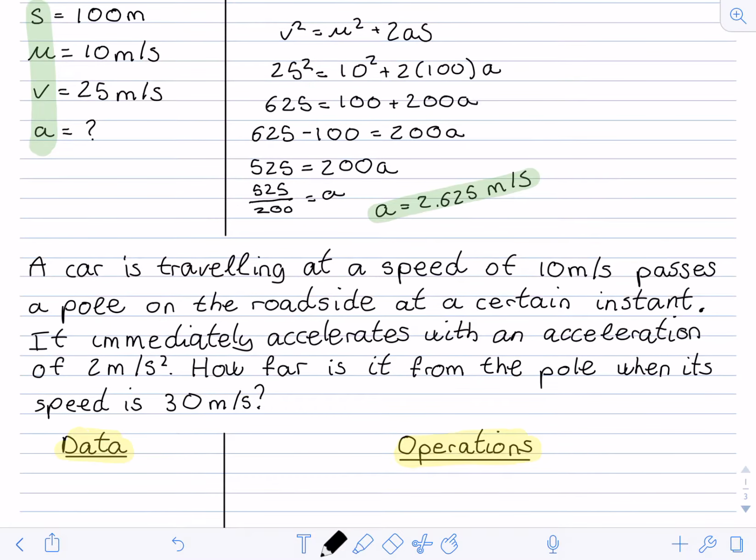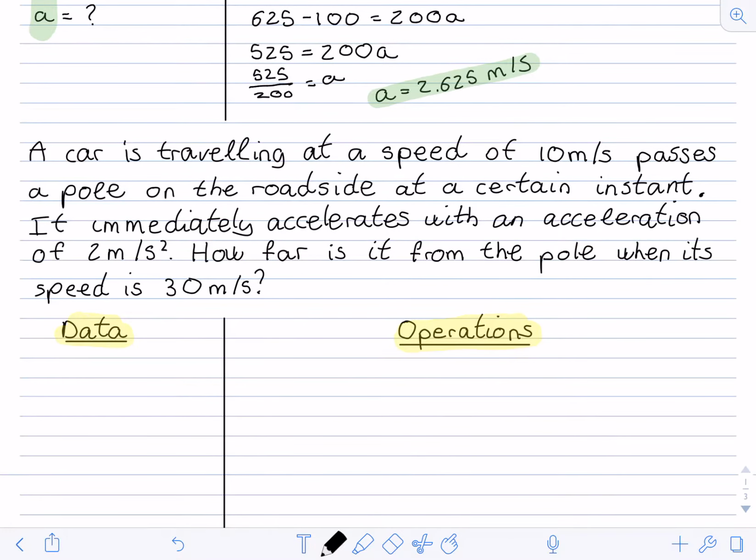The problem: a car traveling at the speed of 10 meters per second passes a pole on the roadside at a certain instant. It immediately accelerates with an acceleration of 2 meters per second squared. How far is it from the pole when the speed is 30 meters per second? It's kind of confusing here, so we're going to do the exact same thing.